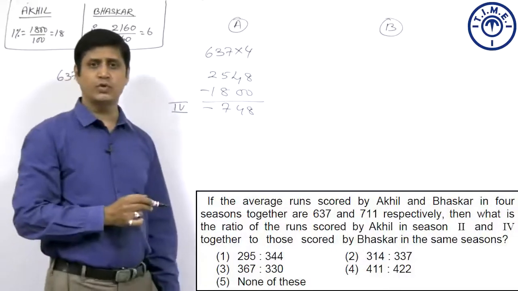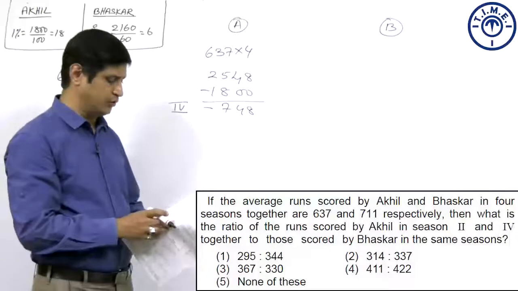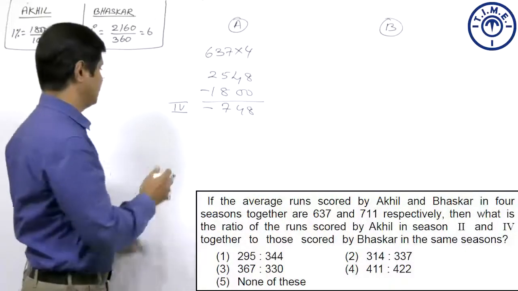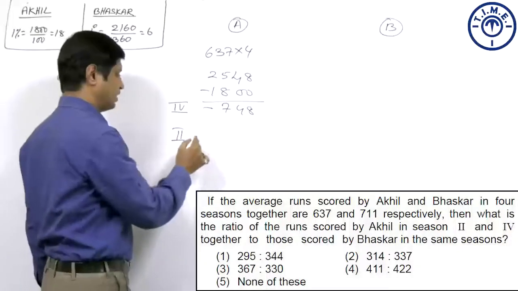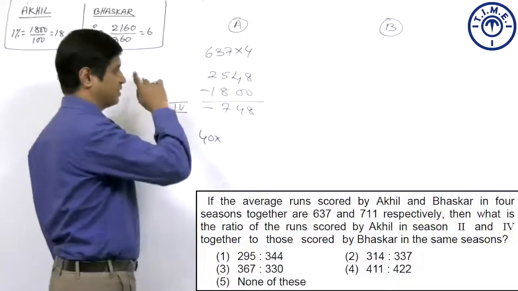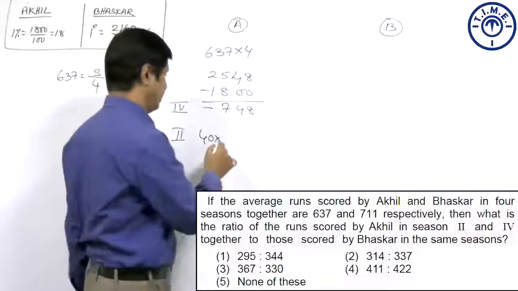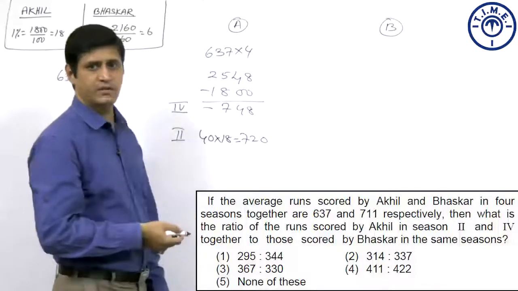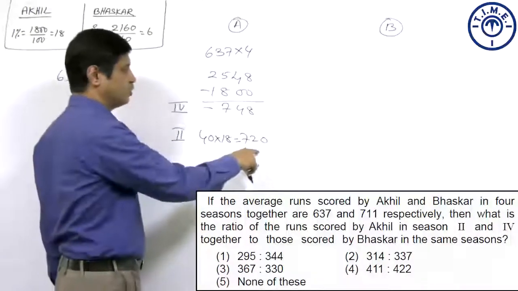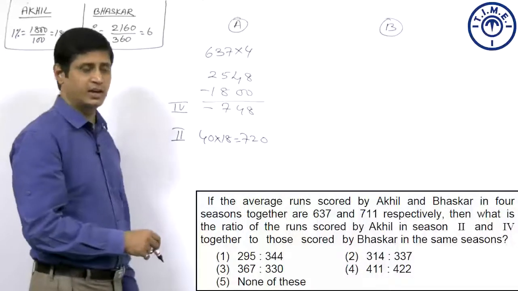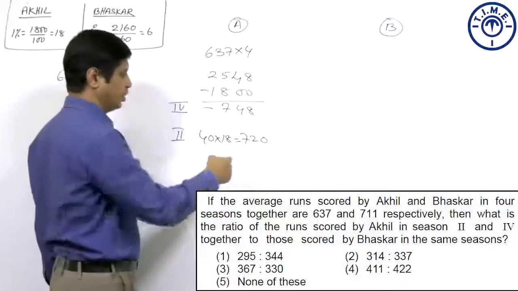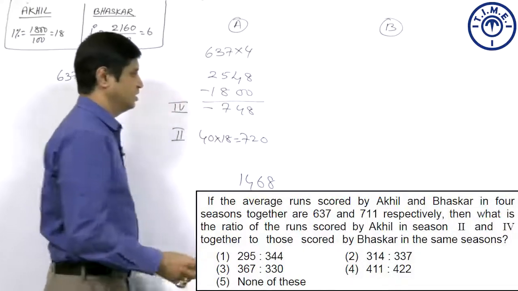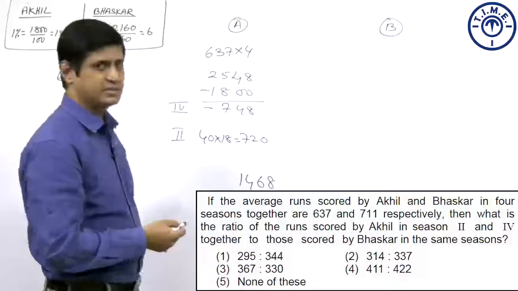What about the season 2 value of Akhil? The percentage value of season 2 is 40%. So, 40% means 40 times the 1% value. What is the 1% value? It is 18. When you multiply these two, the result is 720. The sum of these two is the total score of Akhil in season 2 and season 4. The sum of these two is 1468. Similarly, observe the Bhaskar value.